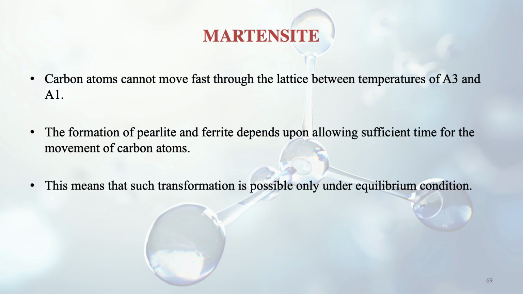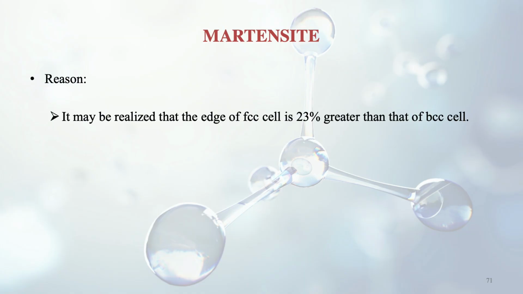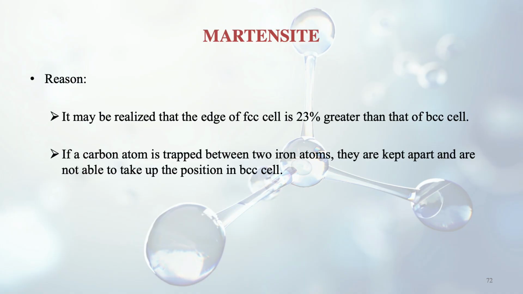So the final conclusion is what? If it's a very fast cooling rate or the transformation is very fast, then we won't be getting pearlite and ferrite. That means such transformation is possible only under equilibrium conditions. And the reason behind that is that the edge of the FCC cell is 23% greater than that of the BCC cell, and FCC is there in the case of austenite and BCC in the case of ferrite. So if a carbon atom is trapped between two iron atoms, they are kept apart and are not able to take up the position in the BCC cell.